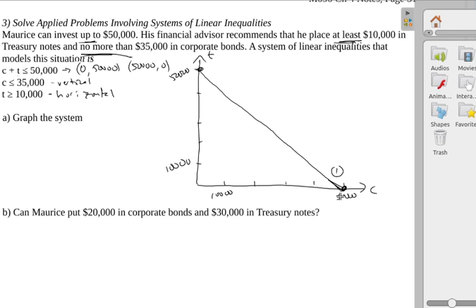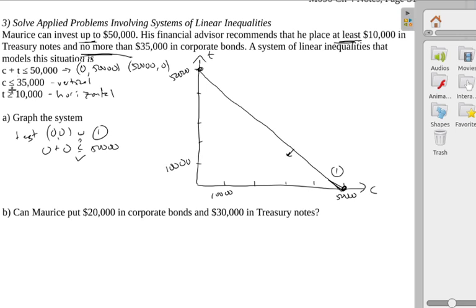That's my first inequality. And figuring out which way I would shade here, I didn't leave myself enough room. Test the origin with the first inequality. 0 plus 0 is less than or equal to 50,000. That's a true statement, so we would shade toward the origin there. If we didn't invest any money in anything, I wouldn't have more than $50,000 invested here, so that makes sense.